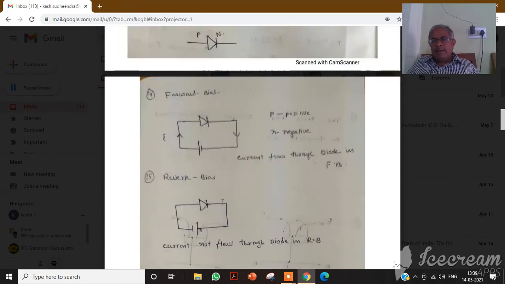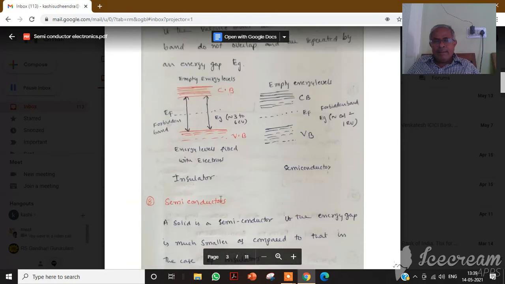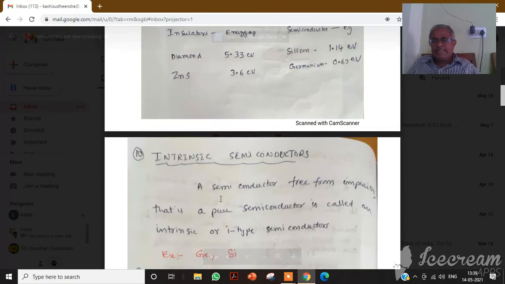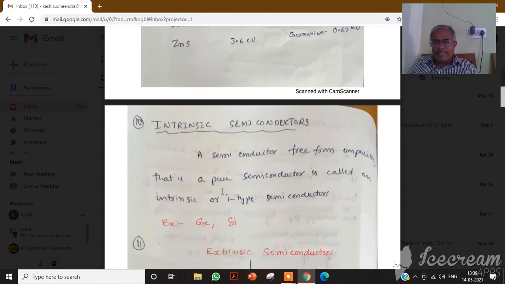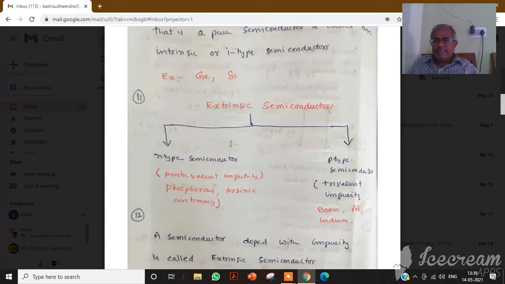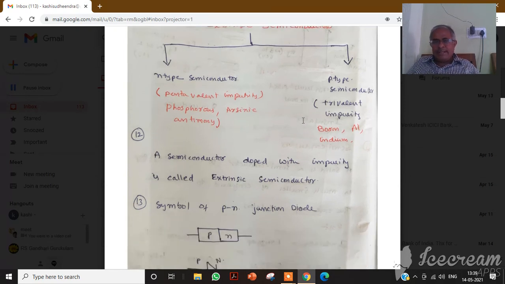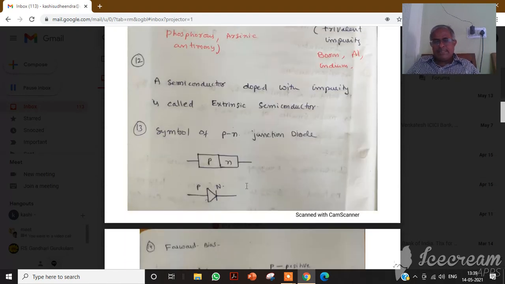So there are two types of semiconductors. One is intrinsic semiconductors, those are pure semiconductors. And the second one is extrinsic semiconductors. In extrinsic semiconductors, if you add a pentavalent impurity to germanium, it becomes an N-type semiconductor. If you add a trivalent impurity, it becomes a P-type semiconductor. So this is the symbol for the PN junction diode.